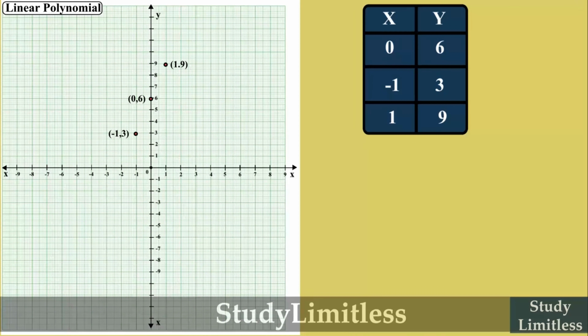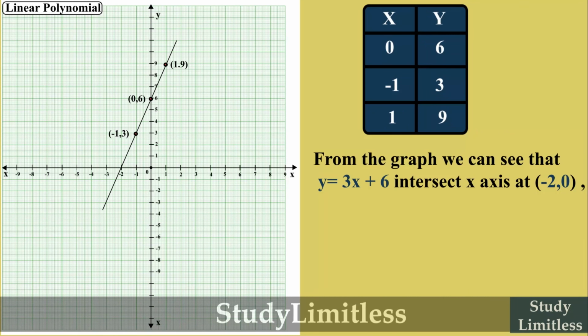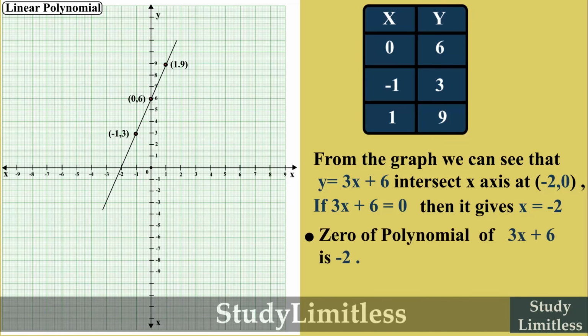Now all these points are placed, and we can take a scale and draw a line through all these points. As you can see, this line is drawn straight. From the graph we can see that y is equal to 3x plus 6 intersects the x-axis at (minus 2, 0). If 3x plus 6 is equal to 0, then it gives x is equal to minus 2. Therefore, the zero of the polynomial 3x plus 6 is minus 2.